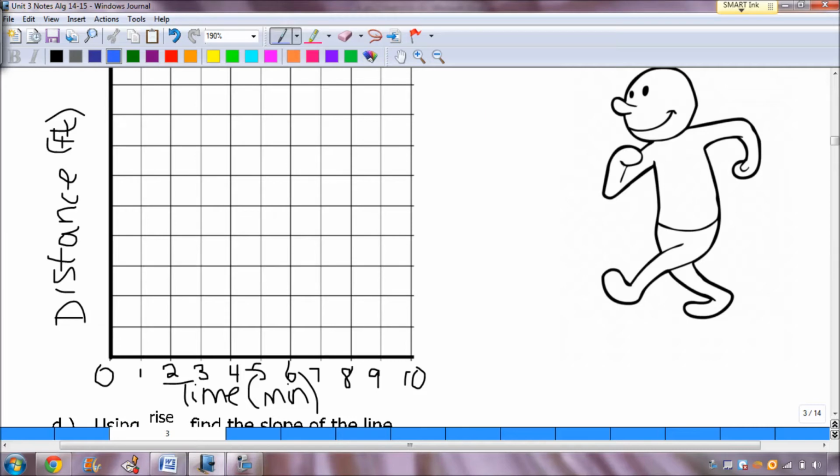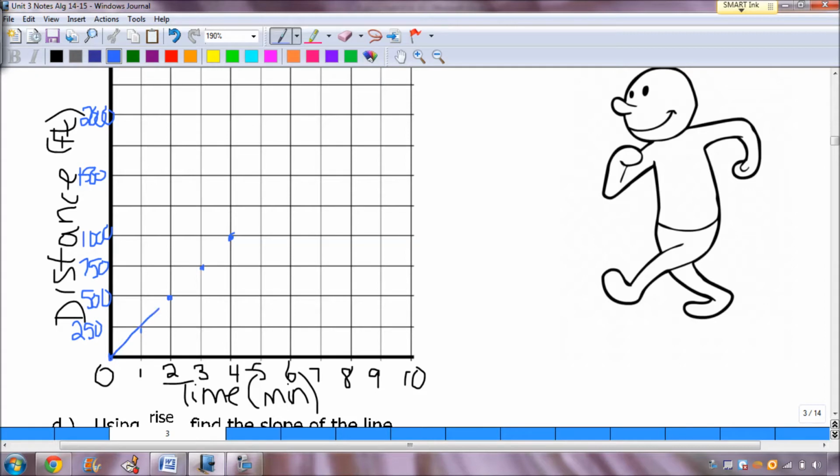So I will put 250 here, 500, 750. It's really up to you how you guys want to label it, as long as you include all of your numbers. So I'm going to say that this is 1,500 right here, and that this is 2,000, so on and so forth. And I know that after 0 minutes, I've gone 0 feet. Okay, after 1 minute, I've gone 250 feet, 2 minutes is 500 feet, so on and so forth.